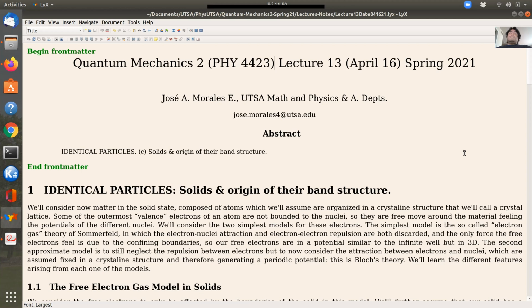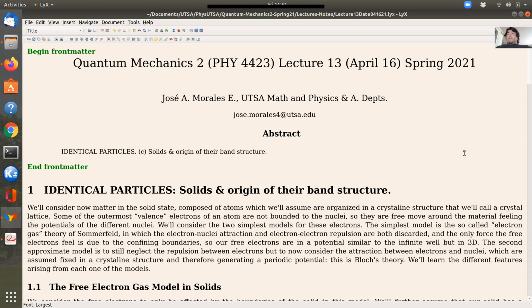And the only potential that the electrons feel is basically at the boundaries. So you have them as some sort of set of free particles moving around the material and cannot escape it, because they basically cannot exit the potential barrier at the boundaries.